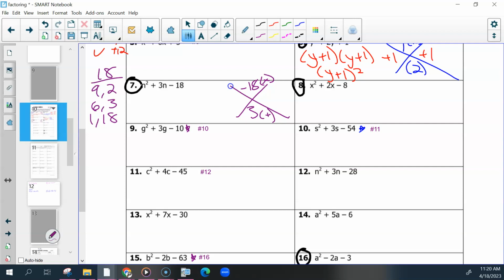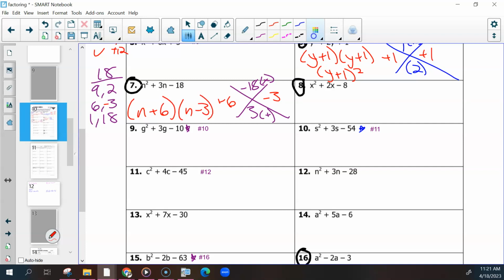6 and 3. Which one would be the negative one? So negative 6 plus 3 would give us negative 3, the opposite. So positive 6 and negative 3 would give us a positive 3. So then our factors would be n plus 6 and n minus 3.